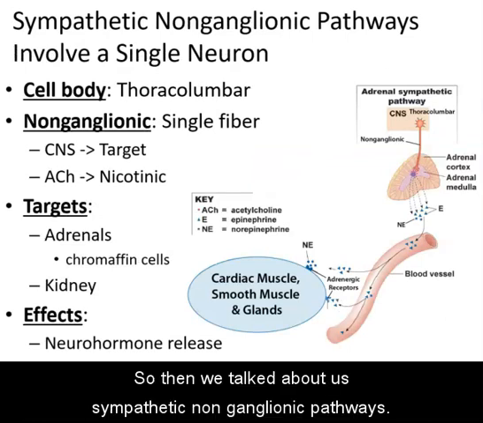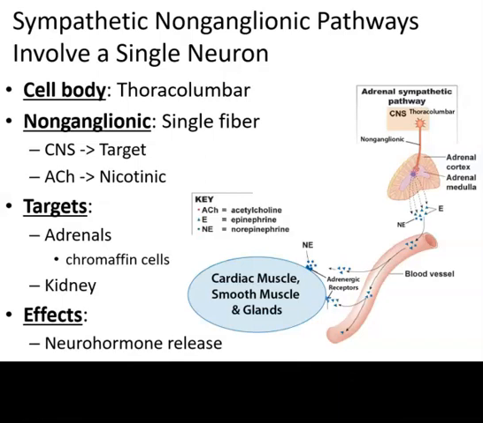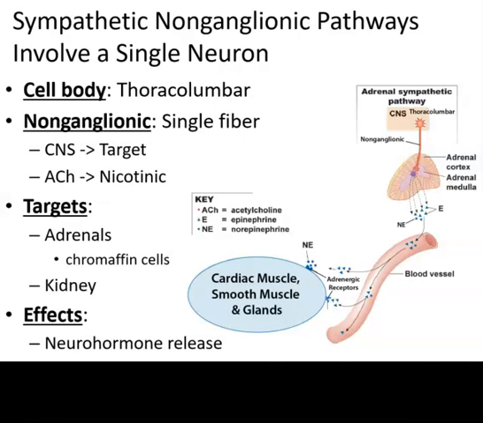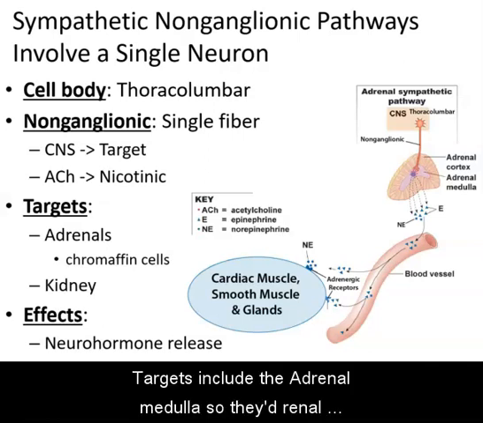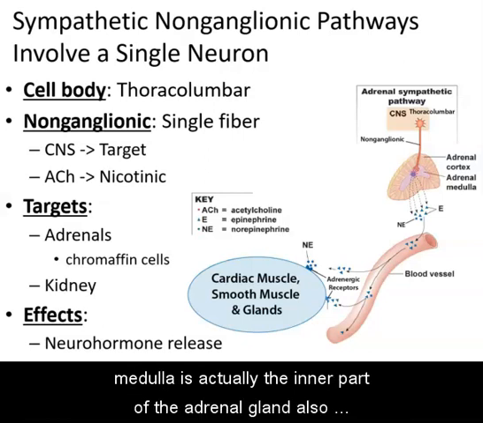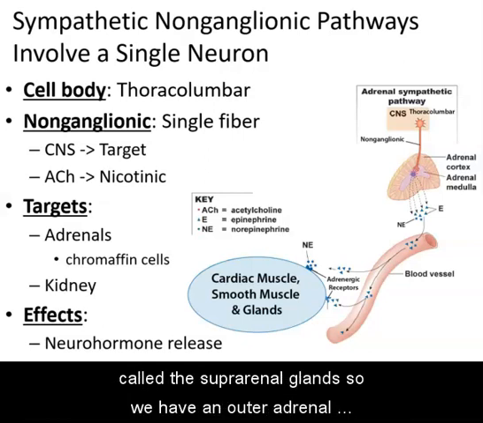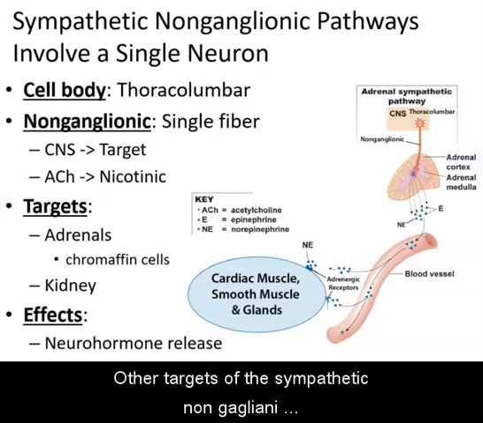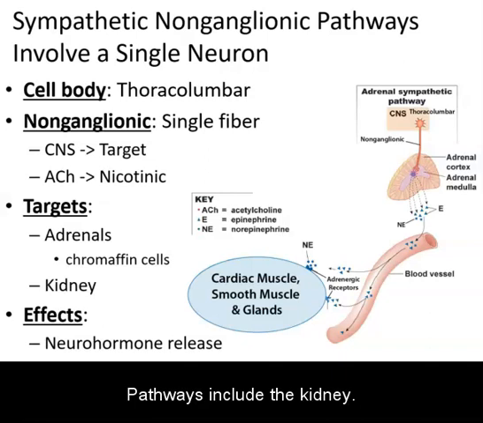So then we talk about sympathetic non-ganglionic pathways. Sympathetic non-ganglionic pathways will only have a single neuron. Targets include the adrenal medulla. So the adrenal medulla is actually the inner part of the adrenal gland, also called the suprarenal gland. So we have an outer adrenal cortex and an inner adrenal medulla. Other targets of these sympathetic non-ganglionic pathways include the kidney.